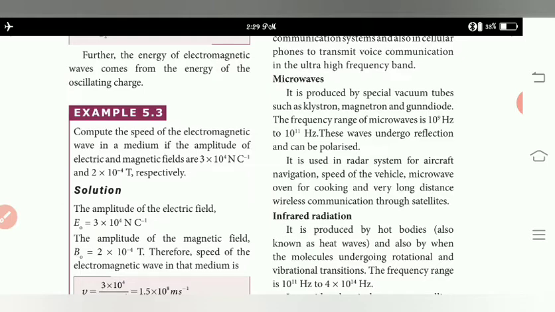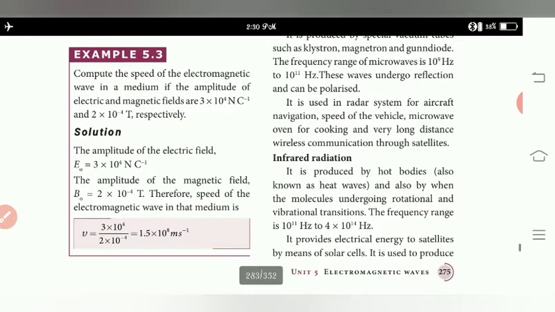Whenever you are on the highways, you may see the police having a gun-type speedometer, right? It detects the speed of the vehicle. Microwaves are also used in microwave ovens for cooking, and for very long distance wireless communication through satellites.